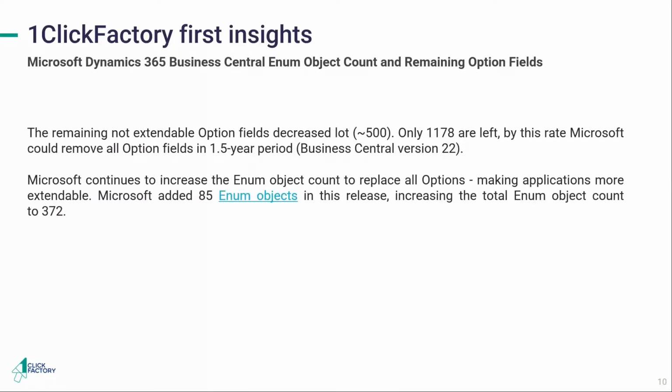Then Microsoft decreased a lot of option fields in this release. It decreased by around 500 fields, and only 1,200 places are left. At this rate, Microsoft could remove all option fields in a 1.5-year period, in Business Central version 22. Maybe this is the target Microsoft is aiming for, and I would be really glad if Microsoft did this in that period. And of course, as enums were created, options decreased. So 85 new enum objects were introduced in this release, bringing the total count to 372.